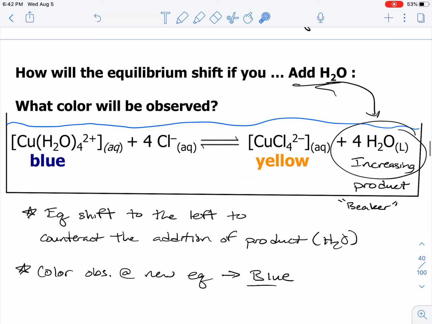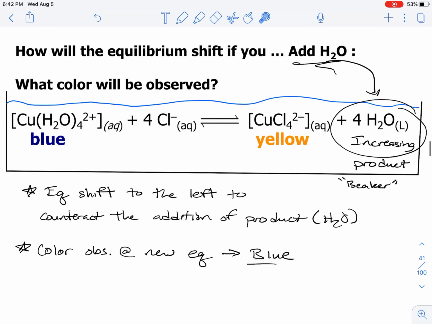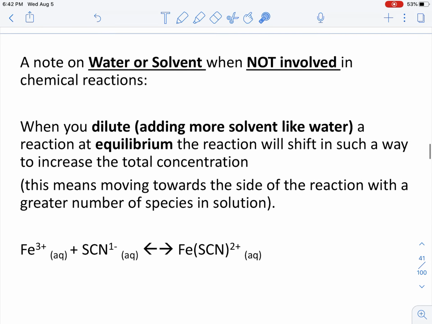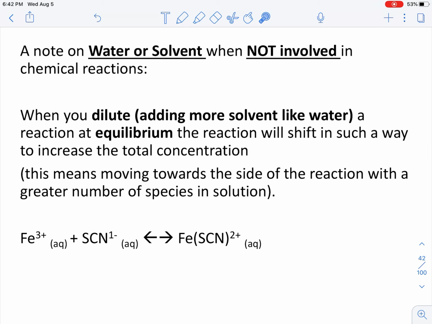And so I want to go ahead and just talk about water just a little bit more. So here in this scenario, water is an actual product. And so if we add more water, it's going to shift the equilibrium to the left automatically. But what about when water is not involved in a chemical reaction? In other words, it's not a reactant nor is it a product. And so it turns out that the amount of solvent, or water in this case, still affects the equilibrium, even though it's not an actual reactant or product.